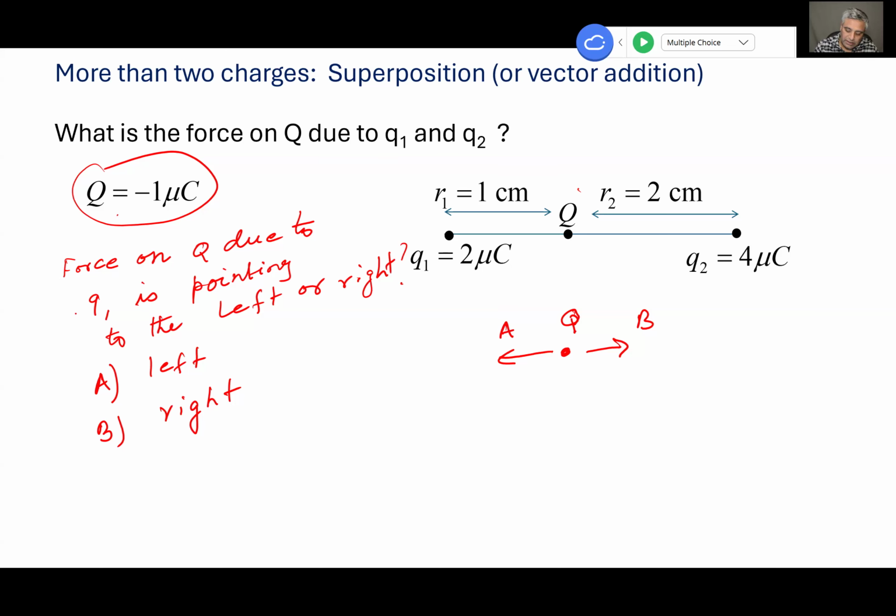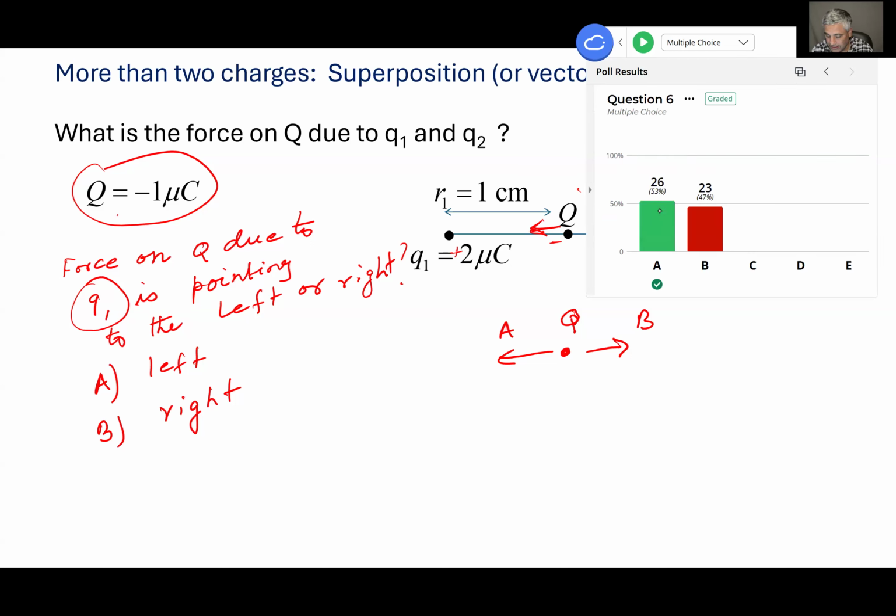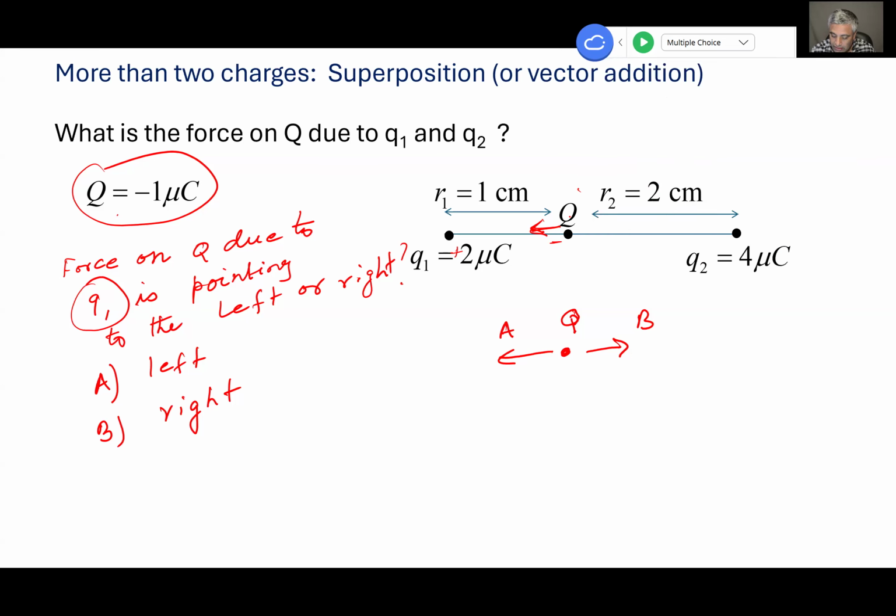So it was because of the Q1 I'm talking about, right? Q1 is positive and Q is negative. So there is an attractive force, means it's going to be pointing in that direction to the left. That means A should be the correct answer. Oh, it's still a lot of confusion, huh? So negative and positive means attractive force, and attractive means pulling force. Think something like that. Okay, so A. I'm glad I made this clicker question here.